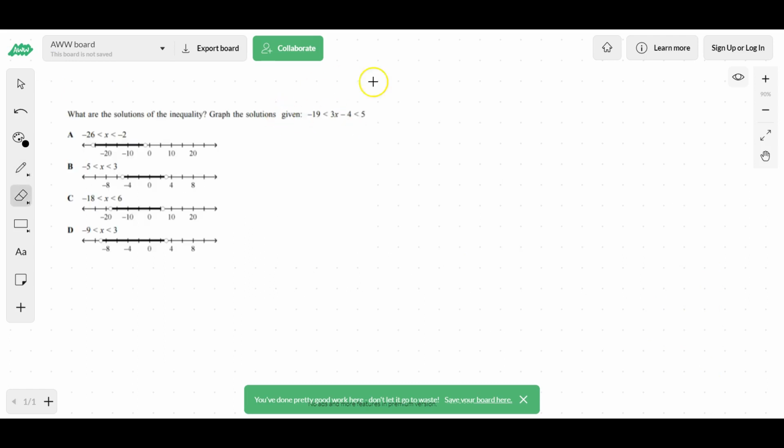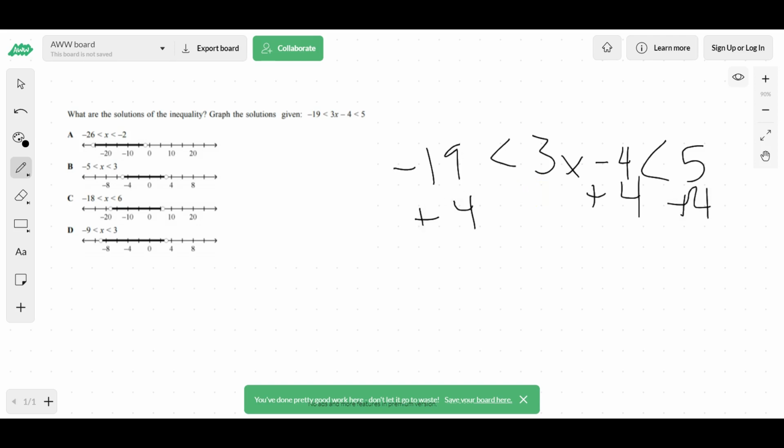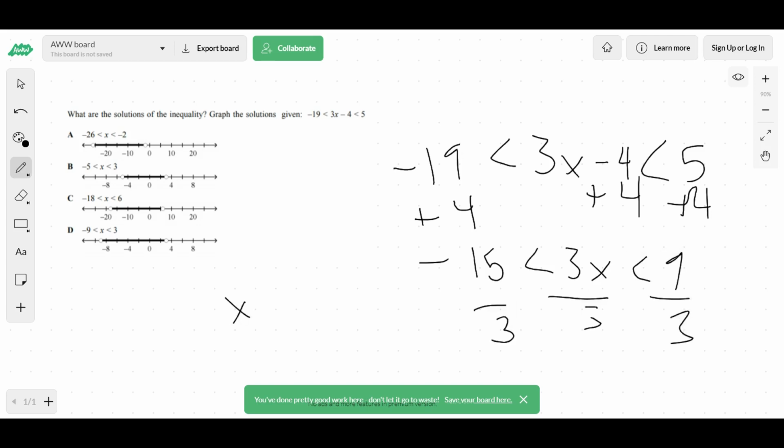Try the next one. So we have to solve this compound inequality. So that's not very hard to do. All you have to do to solve the compound inequality is you don't look at the outside things. These are just your answers. You just look at your inside and try to solve. So the first thing we're going to do is add 4. And when you add 4, you have to add 4 to everything. It's going to give me negative 15, 3x, and then 9. And then we're going to divide everything through by 3, which is going to give me x is less than 3, and greater than negative 5, which would be B. Let's try the next one.